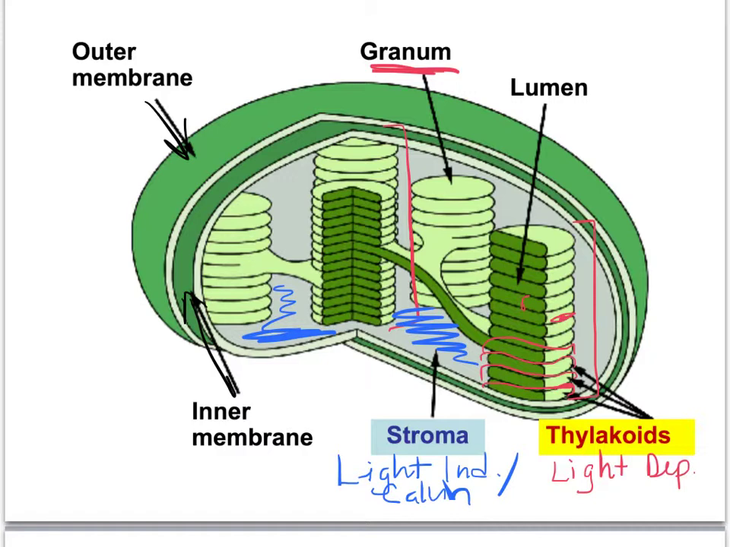The big ones, of course, are going to be the stroma and the thylakoids. Make sure that you know where the light-dependent reactions are taking place and where the light-independent reactions are taking place. There is a test question that asks you where those two specific reactions are taking place inside the chloroplast.